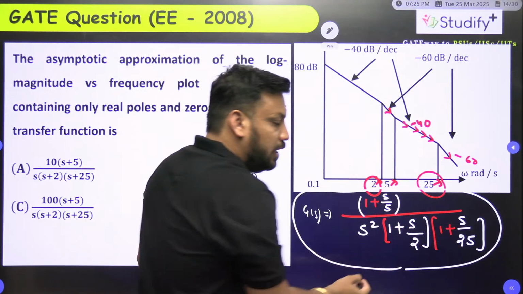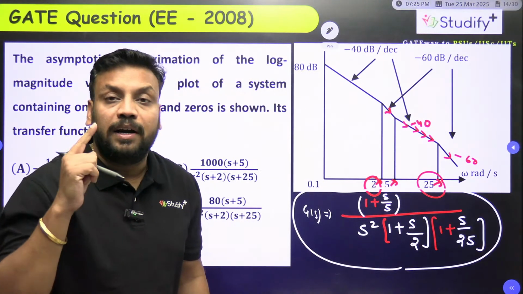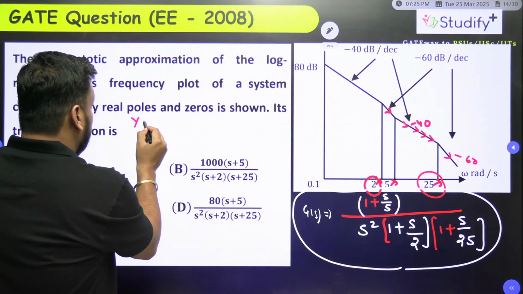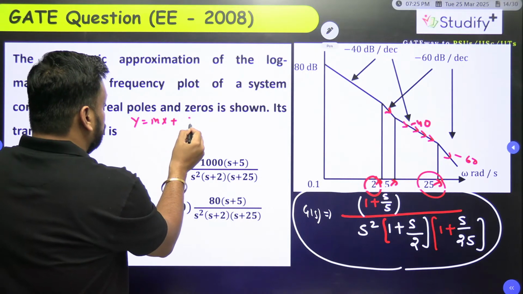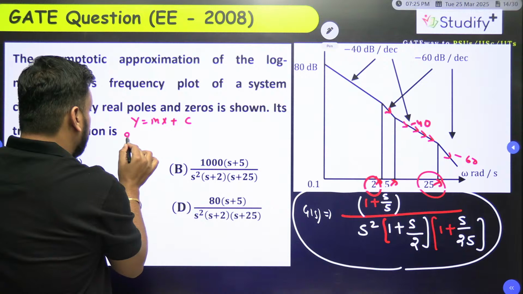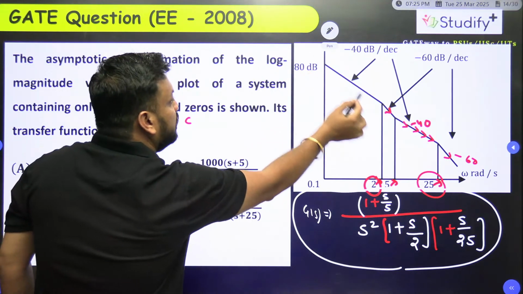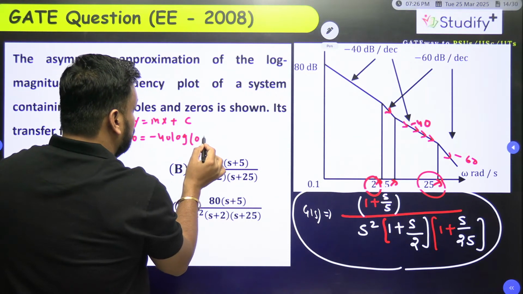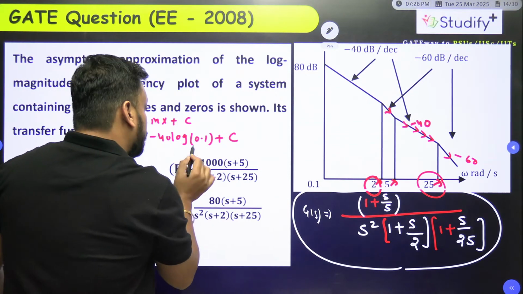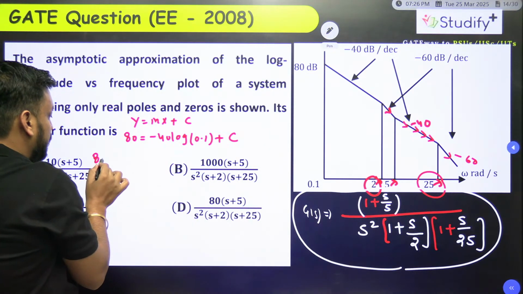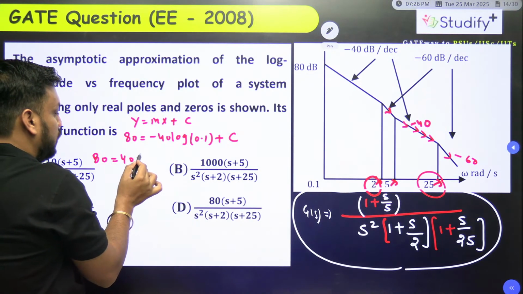I am just left with the last step. That is nothing but y equal to mx plus c, and it will allow me to find the value of gain k. So y equal to mx plus c. So what is the y value? 80. So y value I am putting here 80. What is the initial slope? Initial slope is -40. So -40 log of 0.1 plus c. So what is log 0.1, guys? -1. So minus minus plus. So should I write, guys, here 80 equal to 40 plus c.